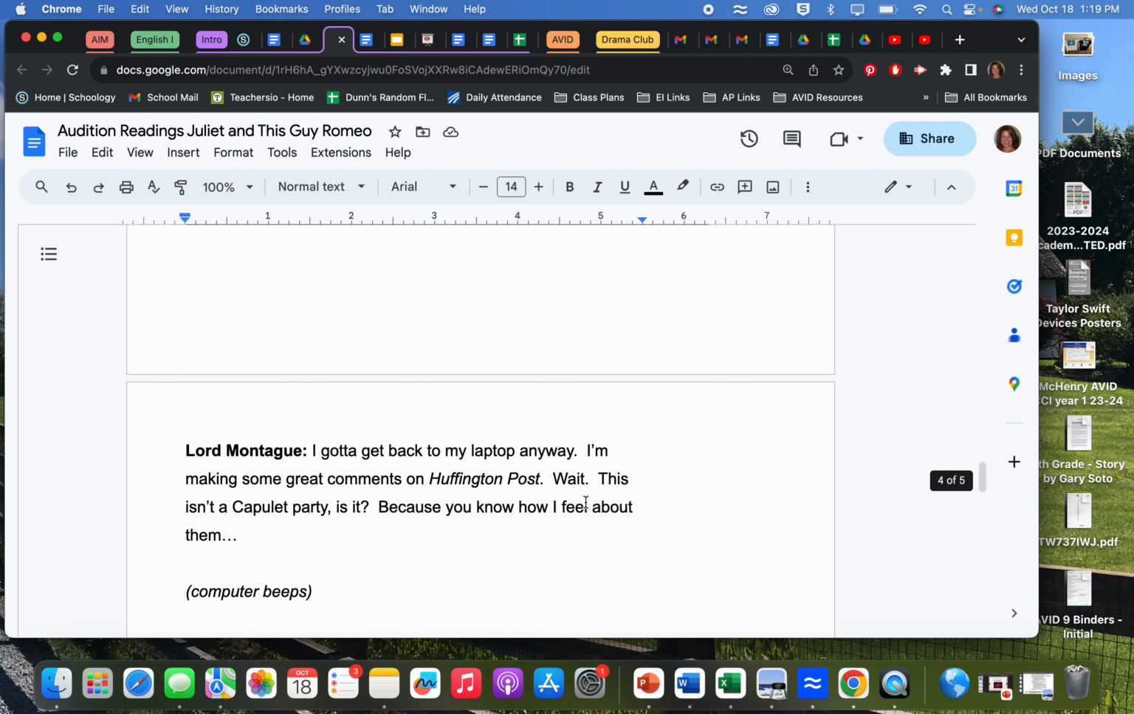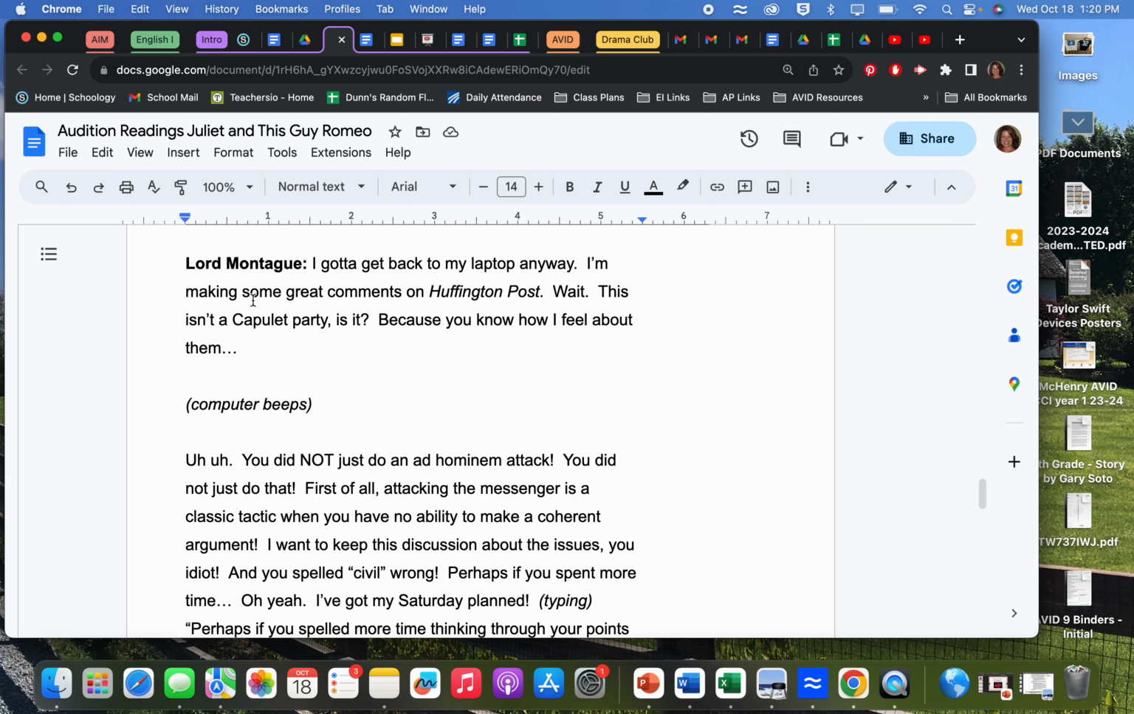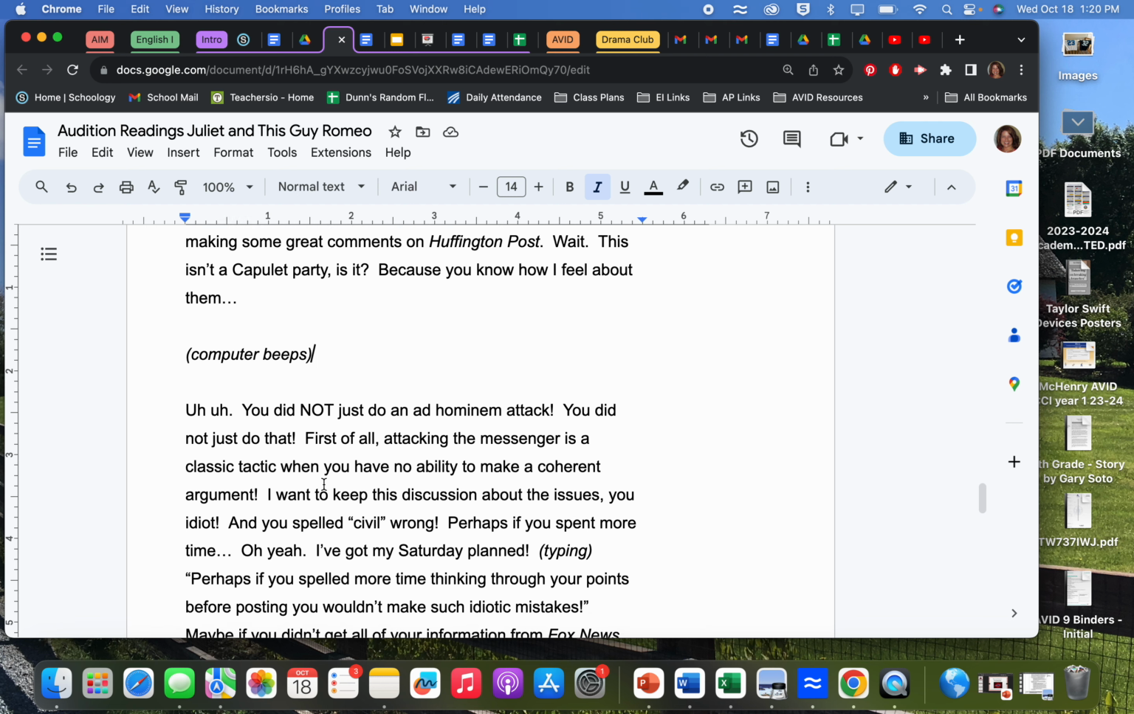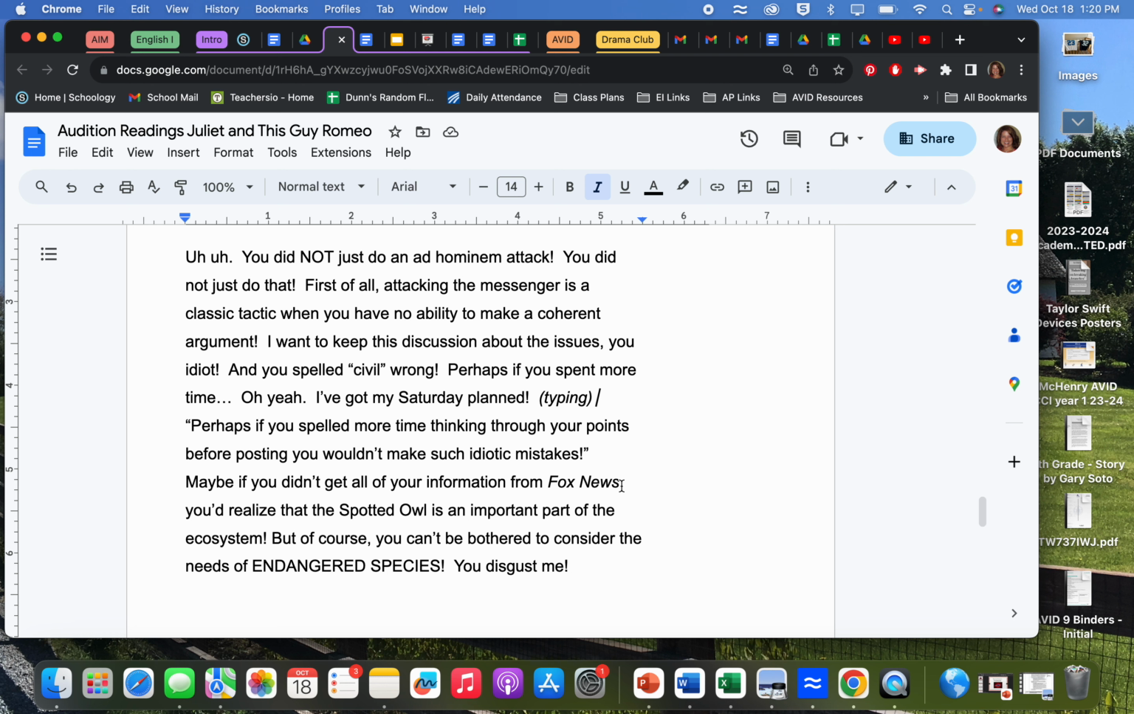In Romeo's monologue, Lord Montague's monologue, there's this part right here where he's talking to Romeo, and then the computer beeps, and then he goes over to the computer. So computer beeps, write in your action. Go to computer, sit down, or pick up laptop, or whatever it is. And then this is what he's thinking, and then he suddenly starts typing. So typing furiously. Go ahead and put in any actions, including gestures and where to look in the right-hand side of the margin. Go ahead and pause this video so students can do that with their monologues.